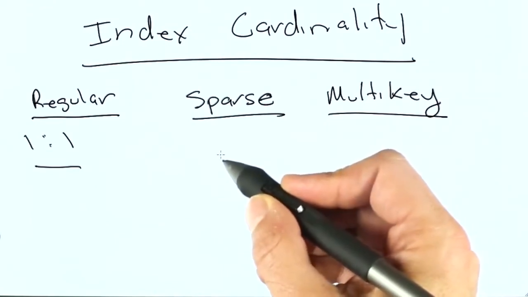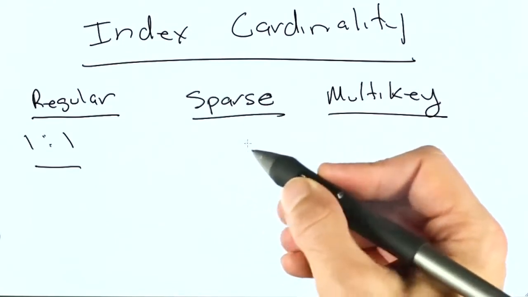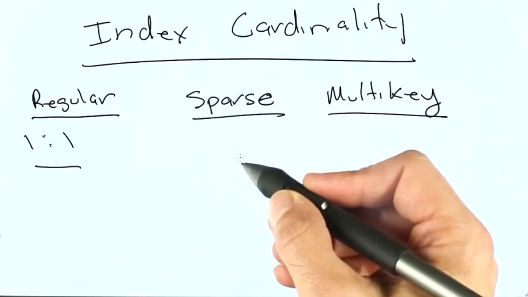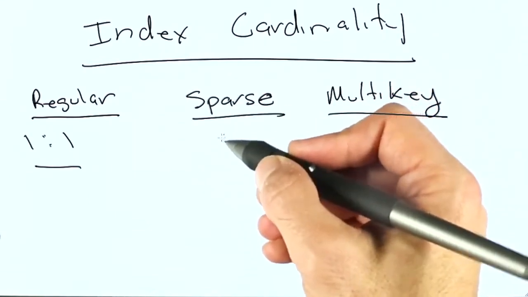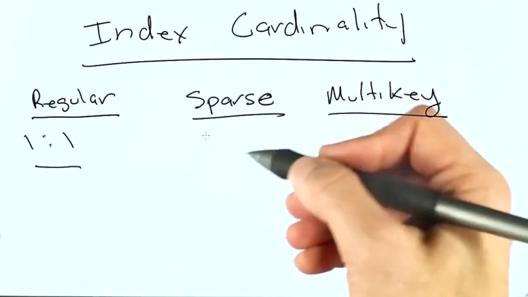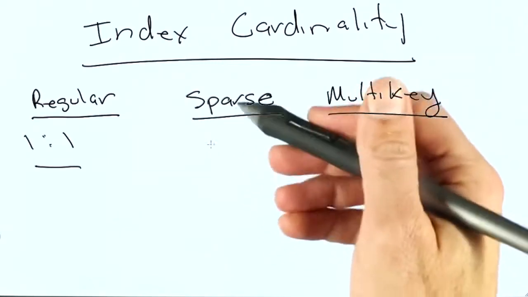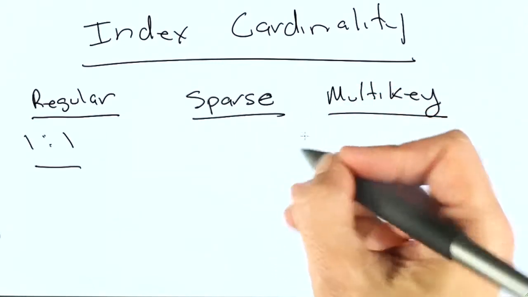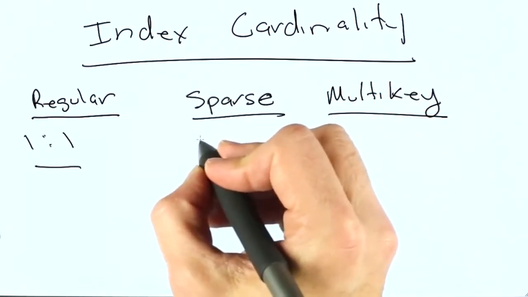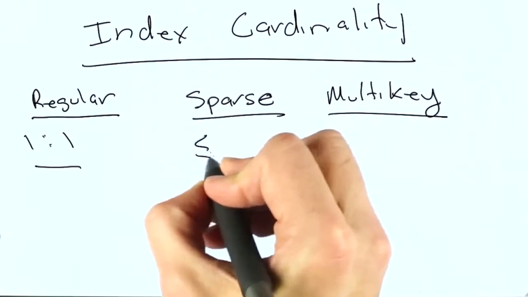In a sparse index, when a document is missing the key being indexed, it's not in the index because it's a null, and we don't keep nulls in the index for a sparse index. So here, we're going to have index points that could be potentially less than or equal to the number of documents.